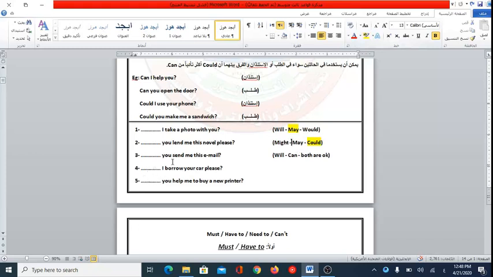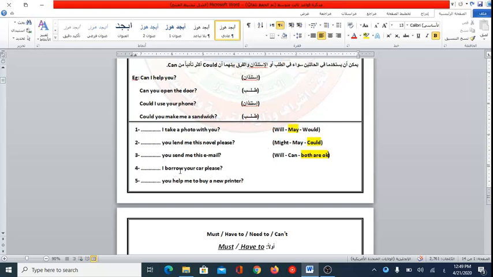Space, you send me this email. Will, can, both are okay. Here the pronoun is you, so it's a request, so we can use will, would, can, or could. So both are okay. Yes, right, both are okay. We can say will you send me this email, and also we can say can you send me this email. So our choice is both are okay.